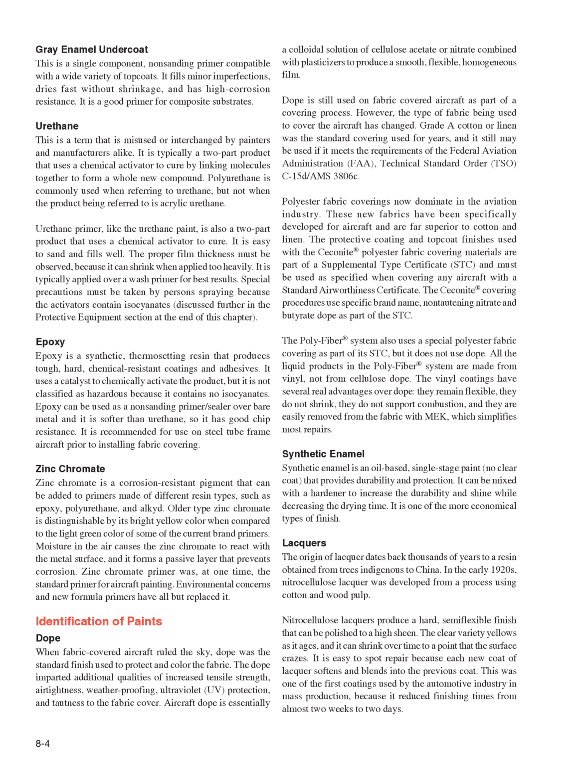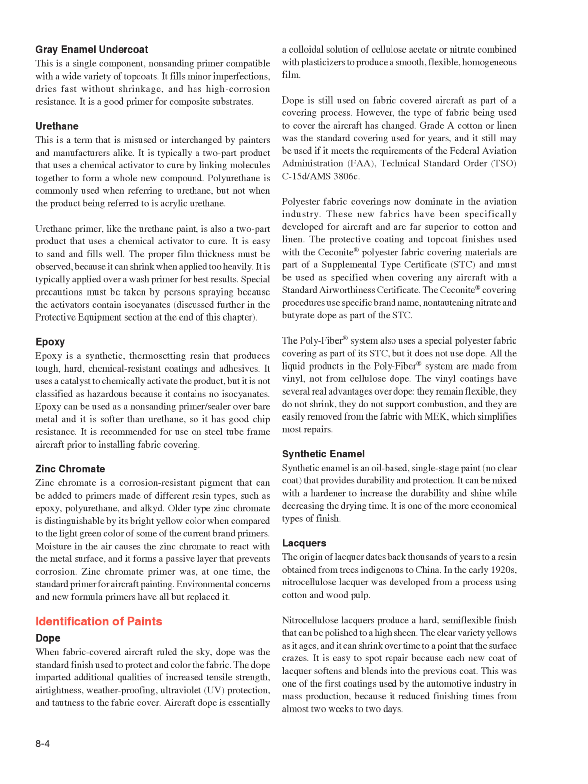However, the type of fabric being used to cover the aircraft has changed. Grade A cotton or linen was the standard covering used for years, and it still may be used if it meets the requirements of the Federal Aviation Administration, FAA, Technical Standard Order, TSO, C15D AMS 3806C. Polyester fabric coverings now dominate in the aviation industry. These new fabrics have been specifically developed for aircraft, and are far superior to cotton and linen.